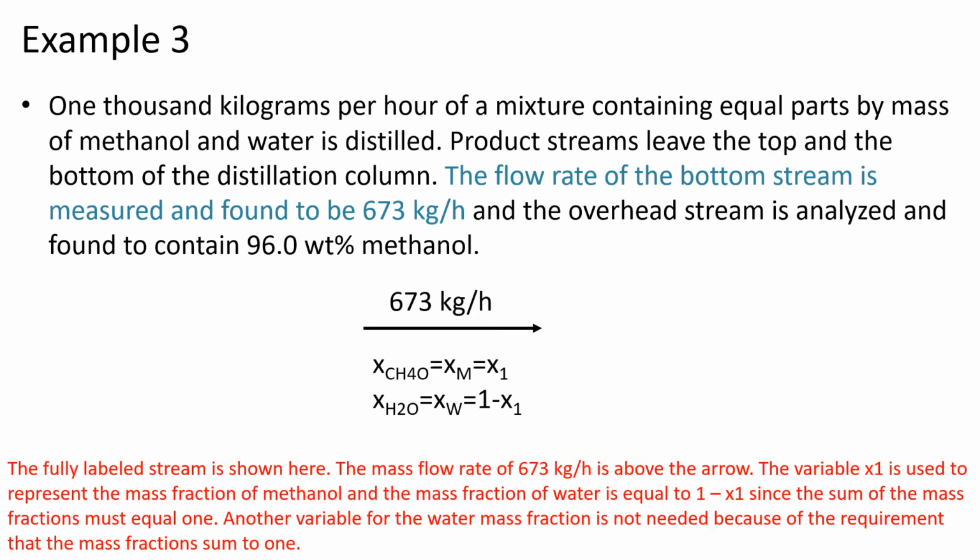The fully labeled stream is shown here. The mass flow rate of 673 kilograms per hour is above the arrow. The variable x sub 1 is used to represent the mass fraction of methanol, and the mass fraction of water is equal to 1 minus x sub 1, since the sum of the mass fractions must equal 1. Another variable for the water mass fraction is not needed because of the requirement that the mass fractions sum to 1.